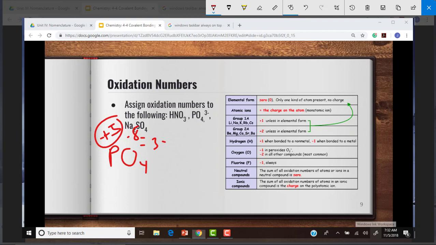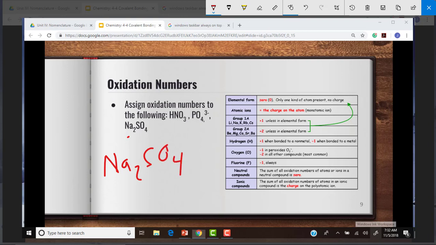Let's do one more practice problem. Na2SO4. Well, again, let's follow the rules here. Group 1 are +1, so each of these is +1. So we have a total of +2 here. So each sodium is a +1. Oxygen is always a -2. There are 4 oxygens again, so 4 times -2 is -8.